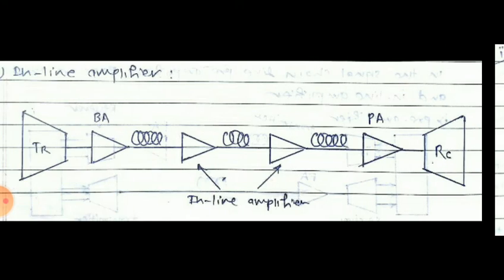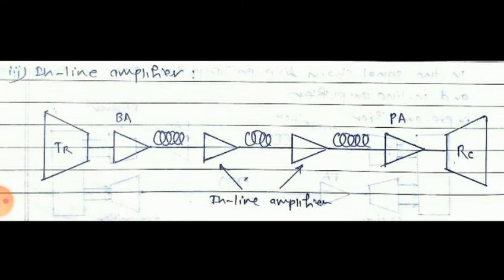Then third is inline amplifier. So the gain provided by the preamplifier and booster amplifier might not be enough due to loss over a very long distance. Inline amplifier is installed at every specific distance. It has moderate gain and has similar output power to that of the booster amplifier. So this is regarding the amplifying electronics.